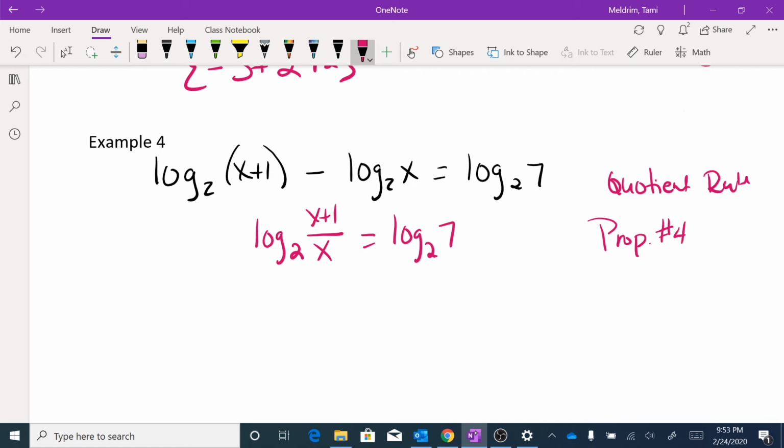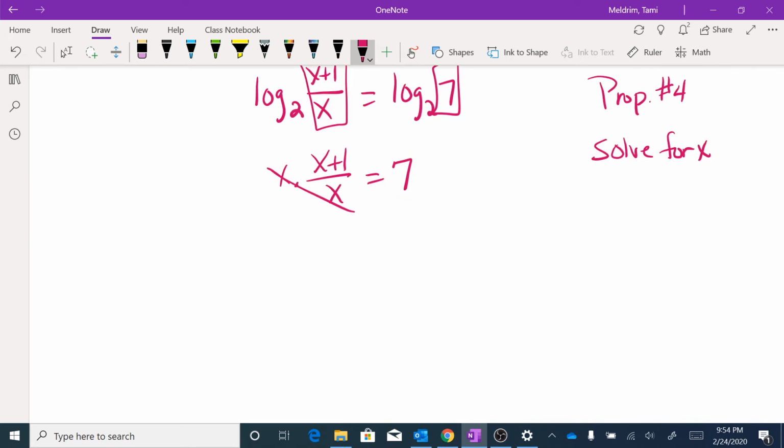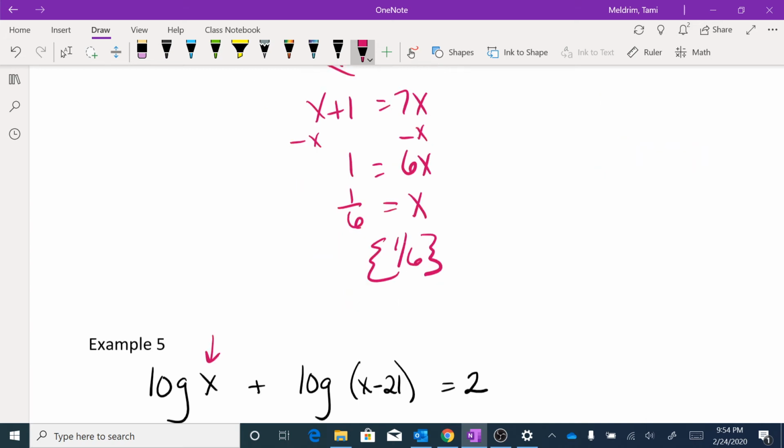So in order to solve for x, multiply both sides by x. I have x plus 1 equals 7x. Subtract x, 1 equals 6x. Divide by 6, and I have 1/6. So my solution is 1/6. If I plug in that 1/6 up in here, I still have a positive log. If I put my 1/6 here, I still have a positive log, so that still works. Okay?